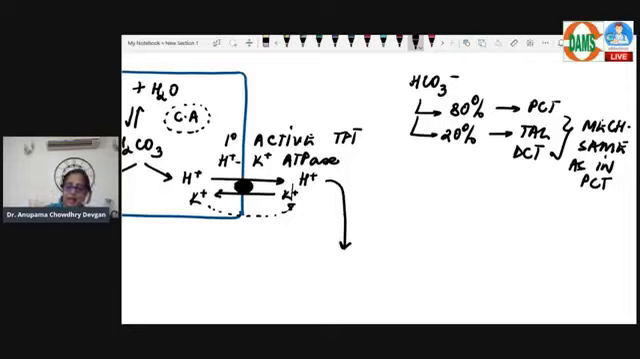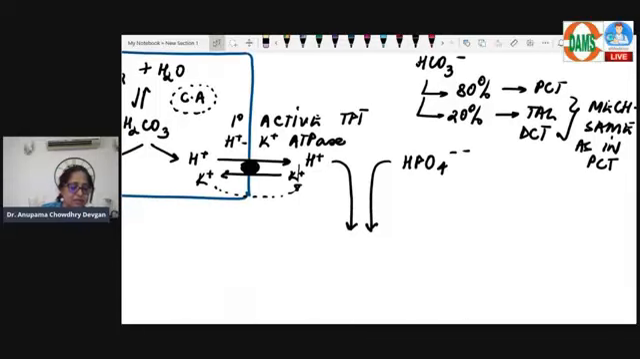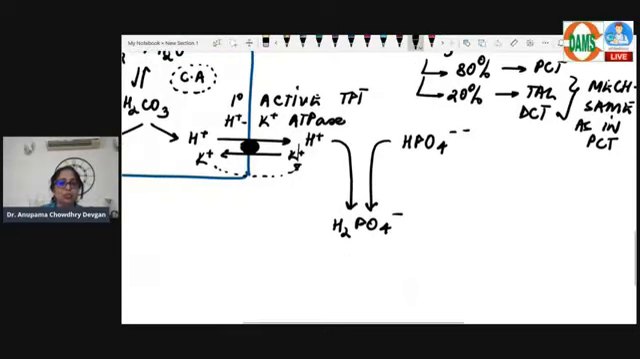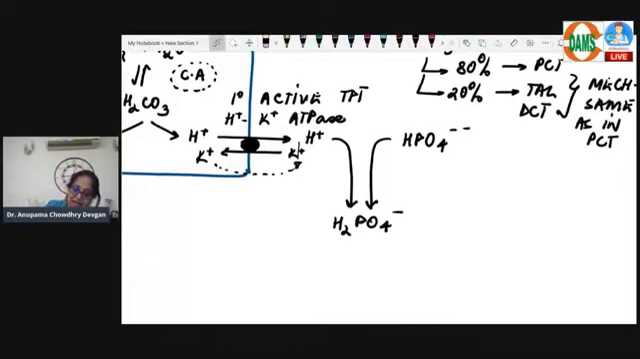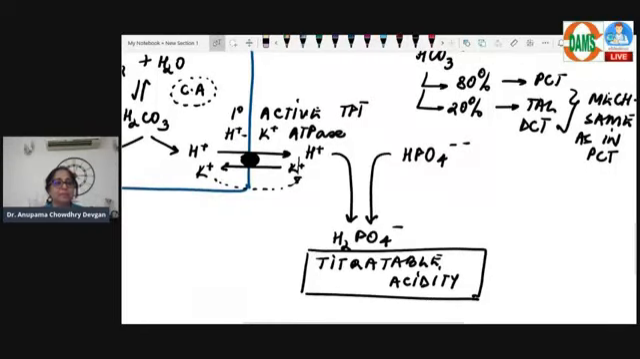Right? Now, to buffer this H plus, you have another buffer, which is called HPO4 2 minus, monohydrogen phosphate. This gets converted into dihydrogen phosphate, H2PO4 minus. This is known as the titratable acidity. This is what is responsible for the acidification of the urine.